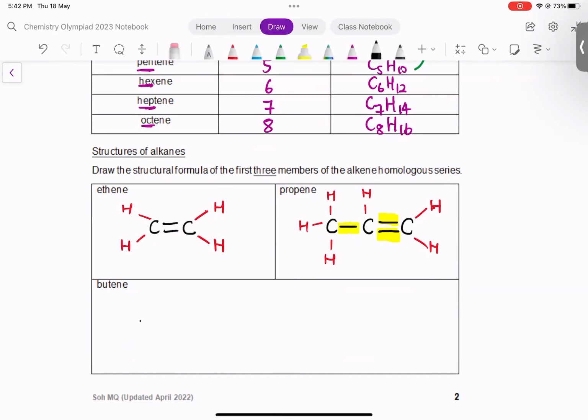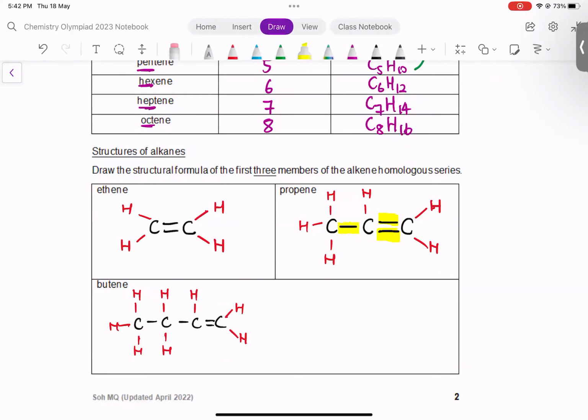Now, butene, I'm sure my Sec 4 students already know what I'm going to say next. Immediately, to draw butene is not difficult. Okay, 4 carbons in a row, 1 double bond. The rest, just make sure that every carbon atom has 4 bonds around itself. Now, this is butene. But is this the only way to draw butene? All right. So I think the Sec 4 students have gone through this with me.